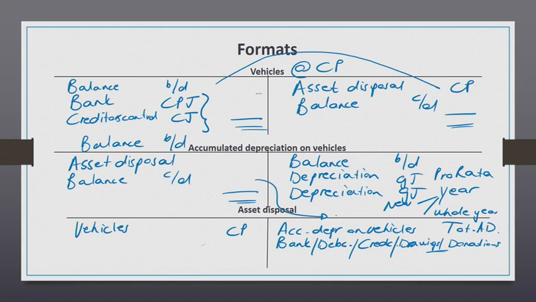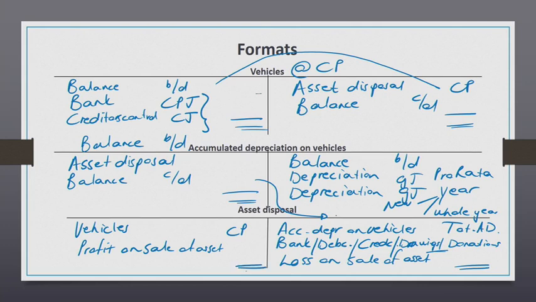And then we calculate profit on sale of asset. Will always be on the debit side, or a loss on sale of asset. Remember, we can never have a profit and a loss on sale for the same item. Either a profit or a loss. And then this account will close off. Never a balance on this account.